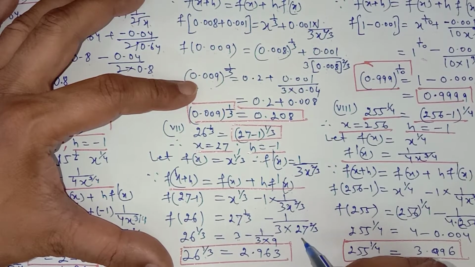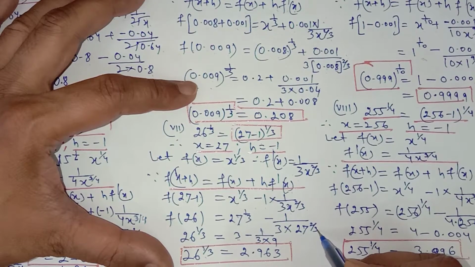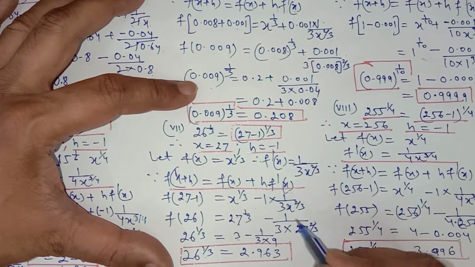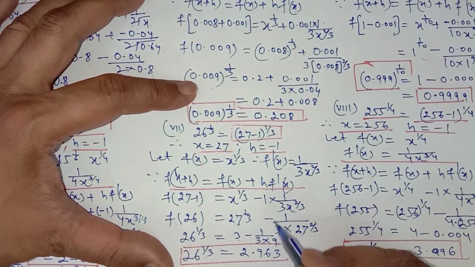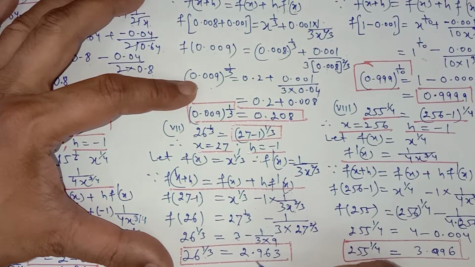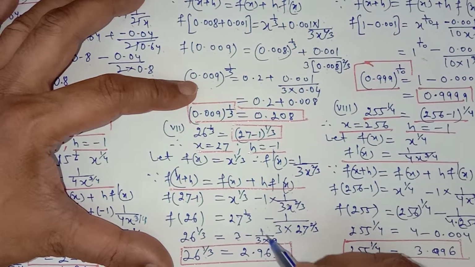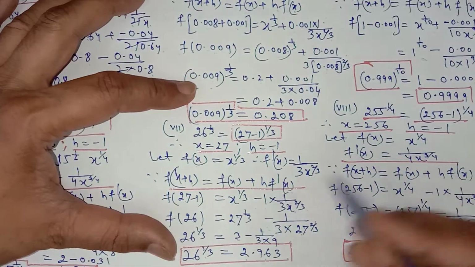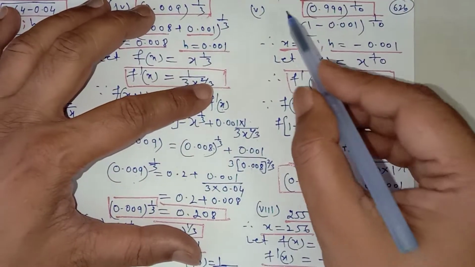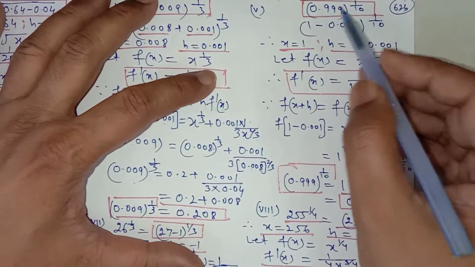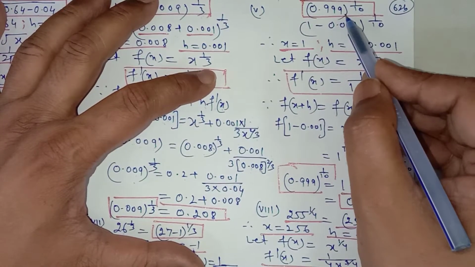And 27 raised to power 2 upon 3, you write as 3 cube, and the cube and 3 will cancel out, so 3 square is 9. So 1 upon 3 into 9, which is 1 upon 27, and you subtract this from 3 and get 2.963. You take your own time to do the calculation. So 2.963. In the fifth part, you have to find the 10th root of 0.999.